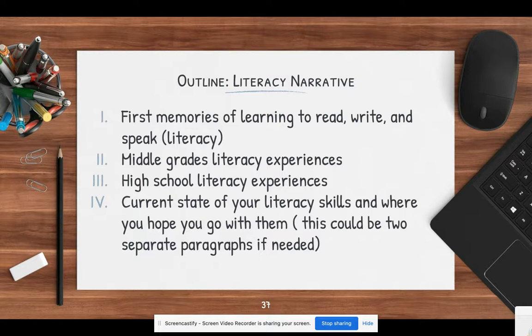So you might use a straightforward chronological organizational structure. You would start with the first memories of learning to read and write and speak and your literacy development. You will give detailed accounts of what you remember and who was involved and what kinds of texts or situations you remember. The same with middle school and your high school so far. And then your current state. So where are you now and where do you hope to go? That could be five paragraphs if you wanted to separate it out that way.